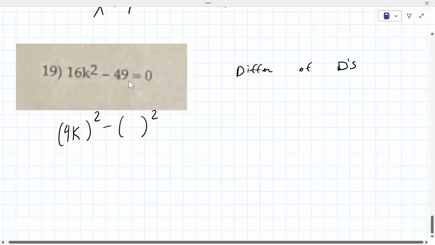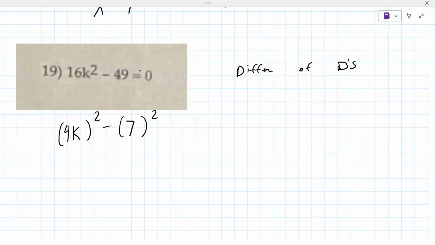Okay, how do you get back to 49? 7. Okay, so now tell me what goes in parentheses here. And if you need to, you can look back at one of those earlier problems, what we wrote down. So 4k minus 7. Okay, and then 4k plus 7. Good.